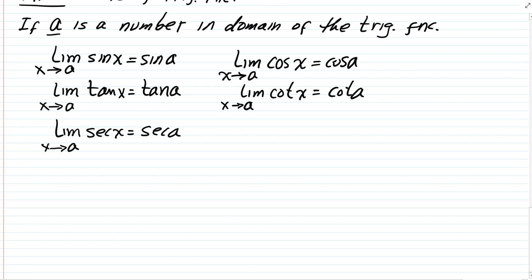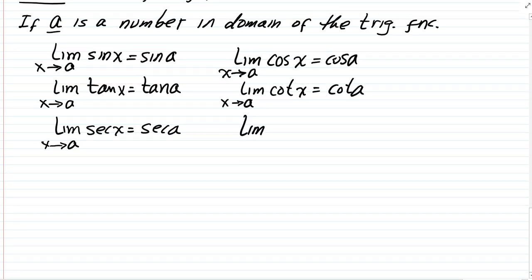Again, each of these must be defined in their respective domain, and some of them have a different domain than others, right? So the limit of cosecant x is going to be cosecant a. And there you have it. It's pretty basic, simple, easy to follow.